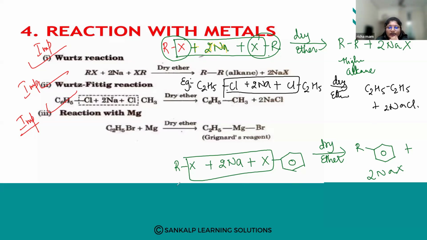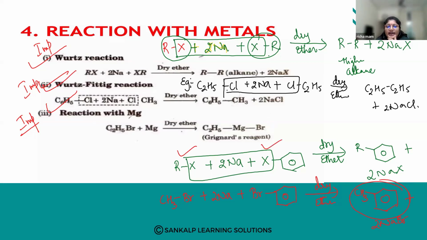Similarly, here I'll take R as CH3 Br plus 2Na plus Br, and this is your benzene. What am I going to get in the presence of dry ether, students? I'm going to get CH3 on benzene plus 2NaBr. Okay, so I got toluene. So this is a second Wurtz-Fittig reaction, with one alkyl halide and one aryl halide. I hope this is clear.